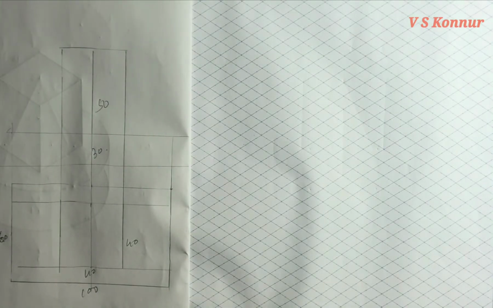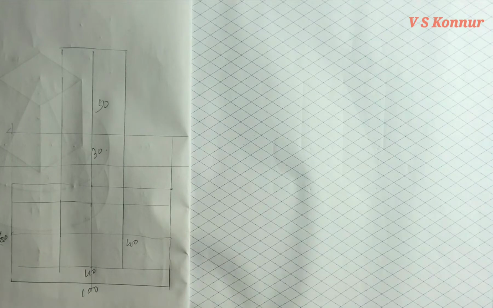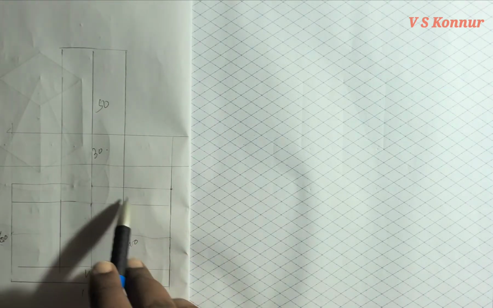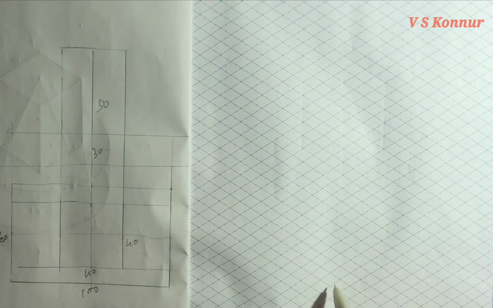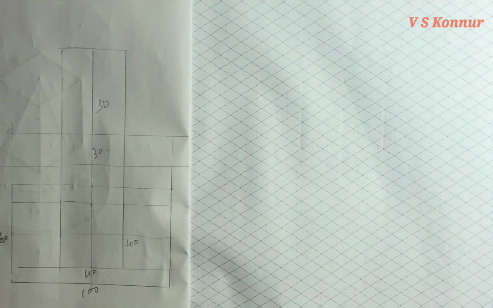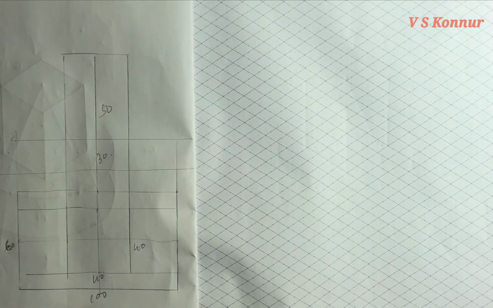Now, the rectangular block is 100 by 60, and a 40 by 40 square block rests at the center of it. This rectangular block has a 30 mm height and the square prism has a 50 mm height. For that we have to mark a point here. Now we'll mark a point here.